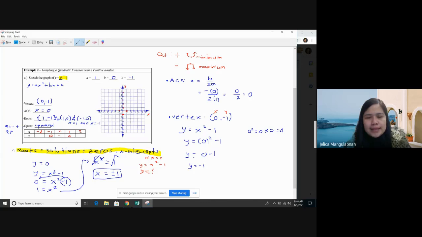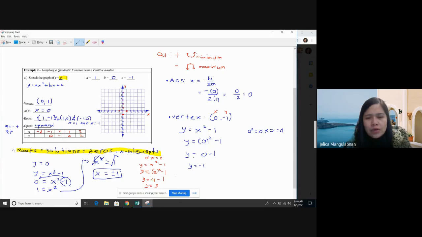So we'll now replace x with positive 2: 2 squared minus 1. It's not 2 times 2, okay? In here, you will not multiply by the exponent. You will multiply the base by itself twice because the exponent is 2. So 2 squared is 4, and then 4 minus 1 is 3. So we have now 2, 3 for the next point.